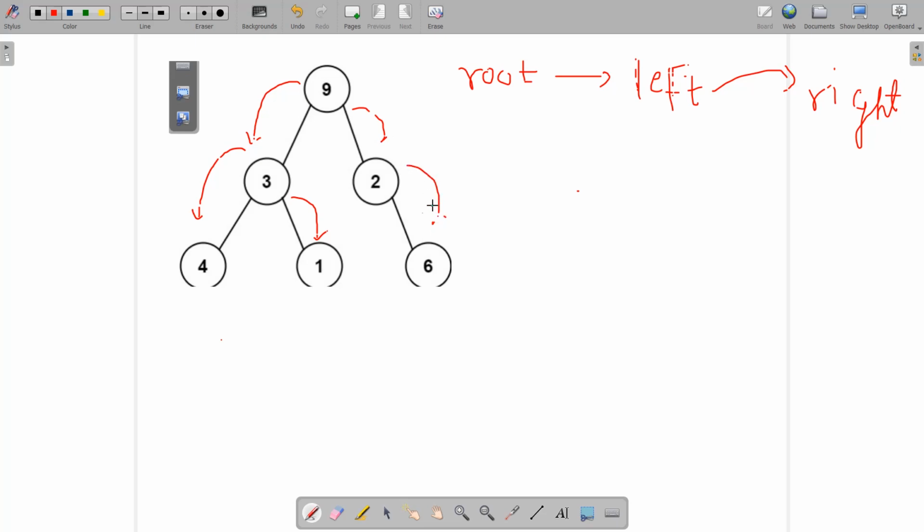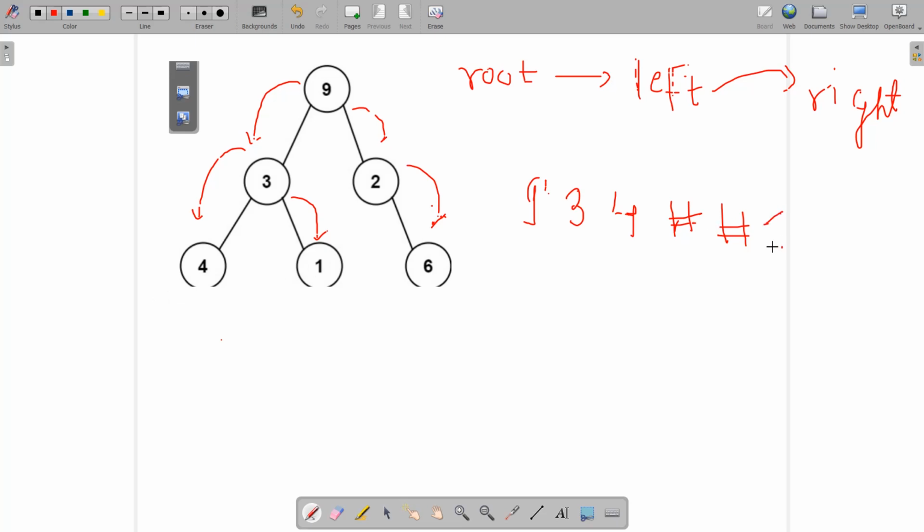Okay, in that case we are going to do that. So if we write down the pre-order traversal, it should be like 9, 3, and then 4. Okay, and there is a hash also. Okay, and after that there should be again a hash. Okay, and if it is done, we are going to visit the 1 over here.